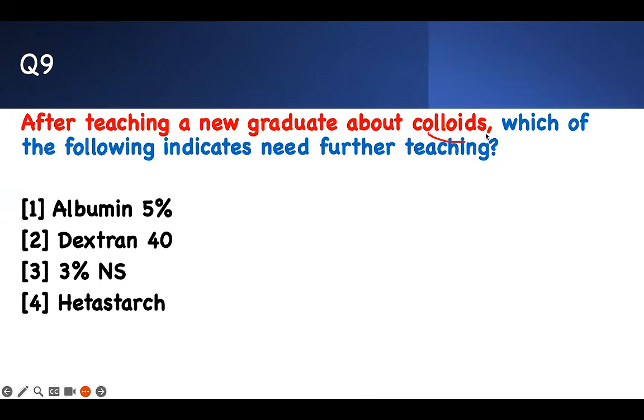After teaching a new graduate about colloids, which of the following indicate further teaching? That's all. Which of these indicate further teaching? Or I'm asking you, which one is not a colloid? Albumin is a colloid. Dextran is a colloid. Starch is a colloid. This one is not a colloid, so don't list that as a colloid. 3% is a crystalloid. The rest are colloids.